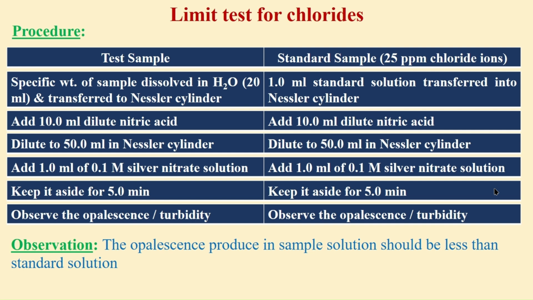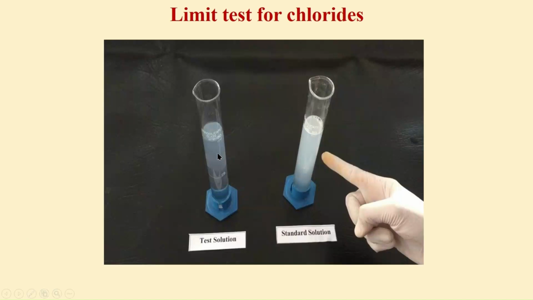Now, if I show the figure, this will be the test solution and this will be the standard solution. You can see here the opalescence produced in the test solution is less than that of the standard solution. It means it has passed the test. It means in the given sample, the chloride ions present are less than 25 parts per million. That is the standard.